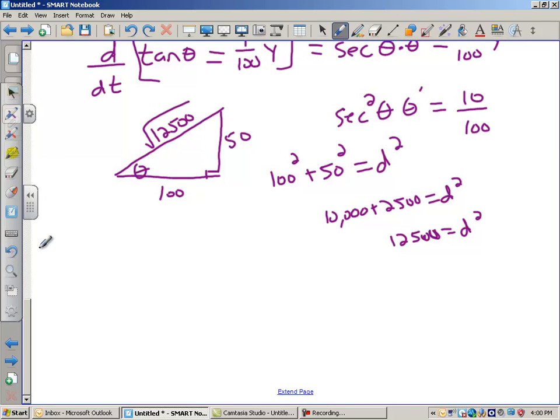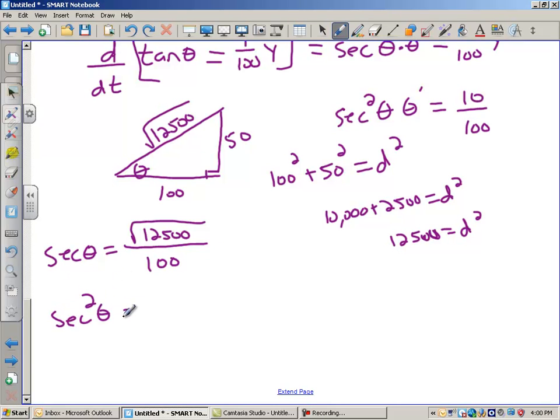Okay, so let's plug this in. What is the secant of the angle theta? Well, the secant of the angle theta is hypotenuse over adjacent. So what is secant squared? Well, secant squared is going to be 12,500 divided by 10,000. We can go ahead and knock off 2 zeros if we wanted to. And 125 over 100 can be divided by 25, and that's going to be 5/4. So we know that secant squared theta is 5/4.